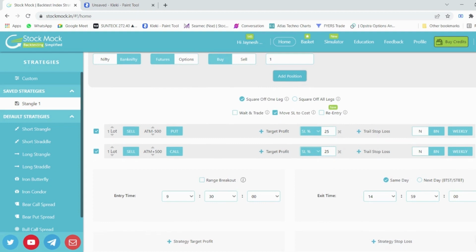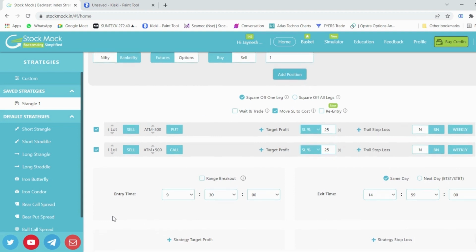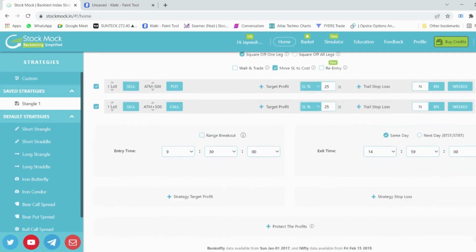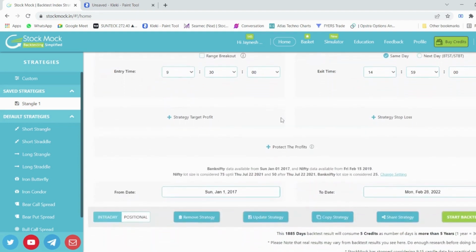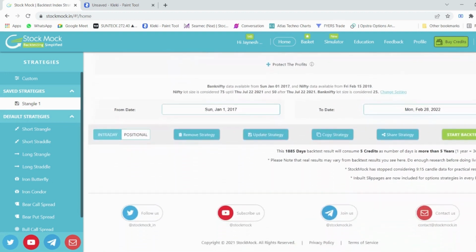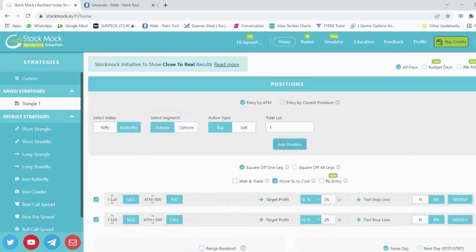So I have mentioned here that the entry time will be 9:30 a.m. and the exit time will be 3 p.m., right? So we are not putting in any target, strategy profit, target stop loss or protect-the-profits setting. We are keeping the system very simple.